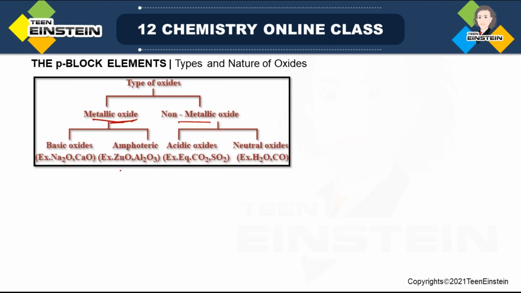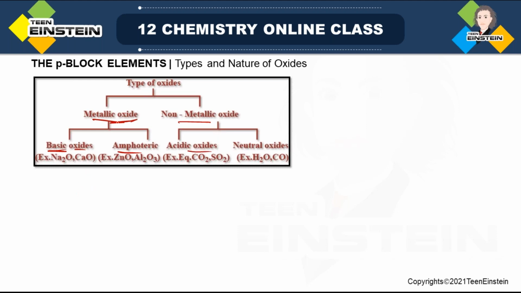Because when it is metallic oxide, it may be basic or it may be amphoteric. Amphoteric means having characteristics in between basic and acid. It can react both with base and acid. Basic oxide means it will react with acid only. Acidic oxide means it will react with bases only.